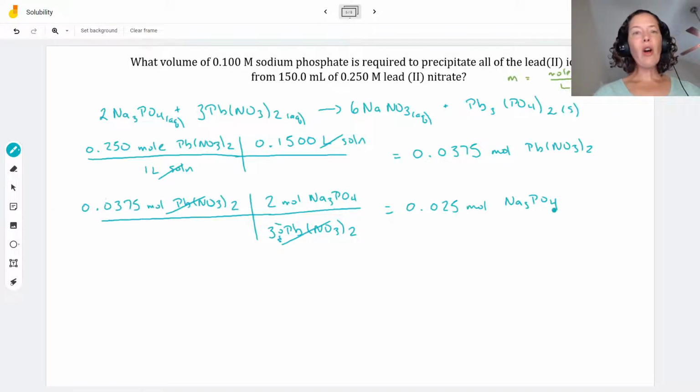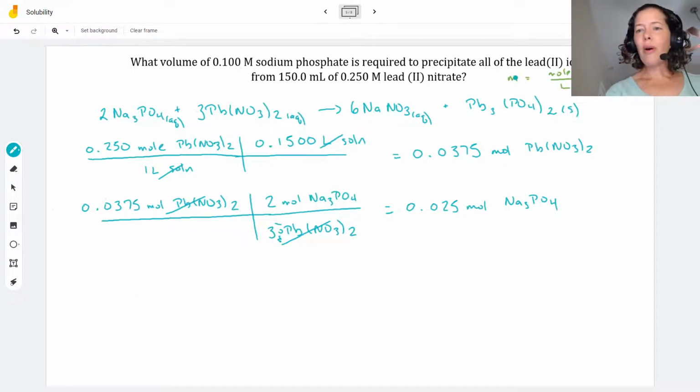If I go back to the problem, because now I know how much sodium phosphate I need, have I answered the question of the problem? The problem asked me what volume I need of sodium phosphate, not how many moles. But I'm very, very close, because at least I have an amount of moles of sodium phosphate. So now I just need to figure out what volume, and I have a concentration. So let's do this one with our formula for molarity.